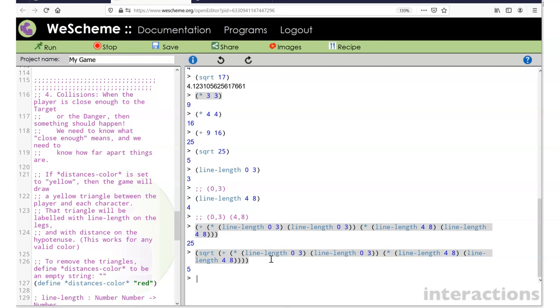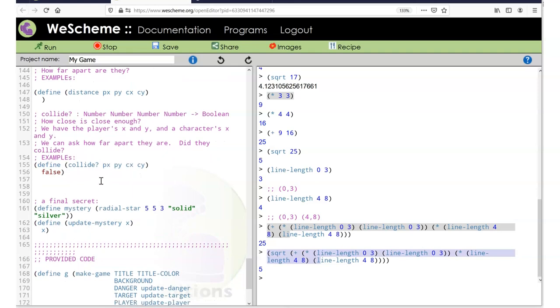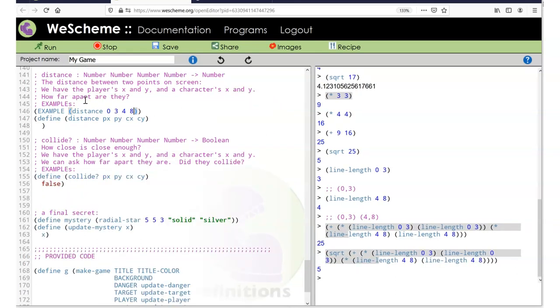So that's an example. So I'm going to copy that whole example. And let's think about now, when we go down to our distance here, what my examples look like. Open example, and I'm going to say distance of 0, 3, 4, 8. Let's see if that's the right order for our inputs.